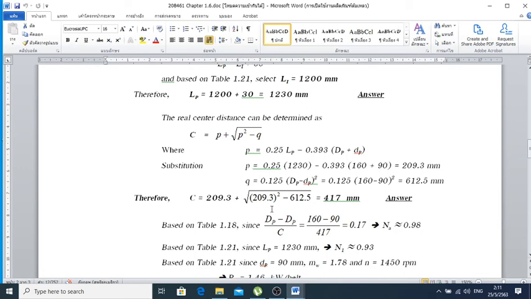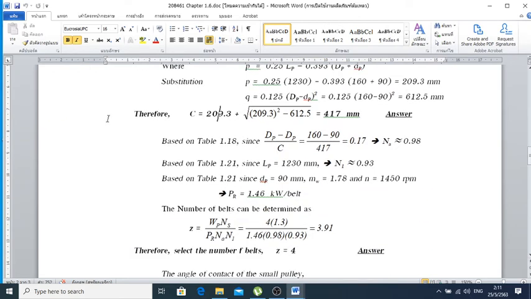So the pitch length there is going to be 1,230. So therefore, I find the C term. I find P and Q respectively, and plug them back to find the C term. The C that was recommended is going to be 417. That's the answer. We have to manipulate this center distance for the design. So based on table 1.18, we find the N sub A. From table 1.21, we get N1, which is 0.91, and in the next table the d sub P is 90.